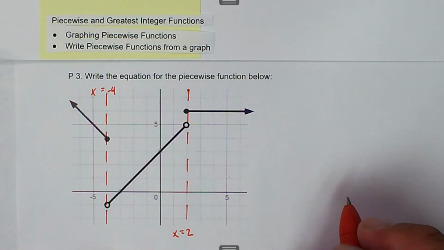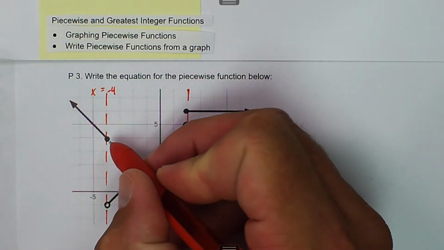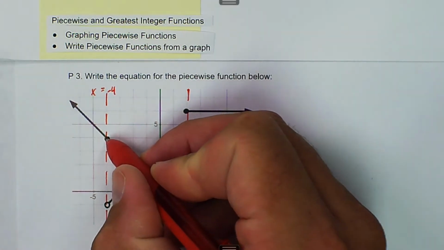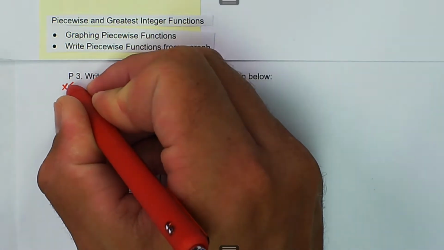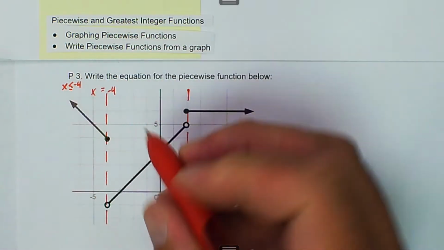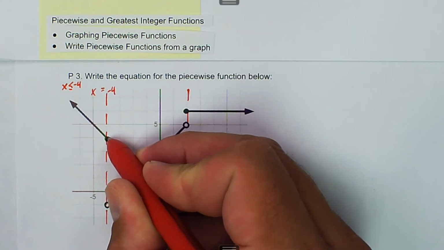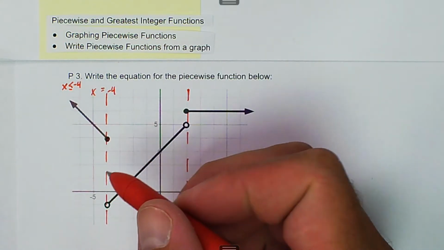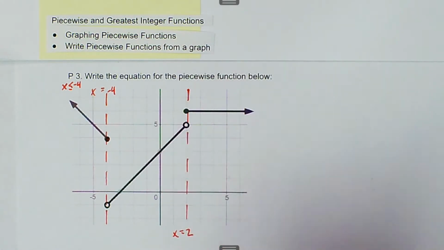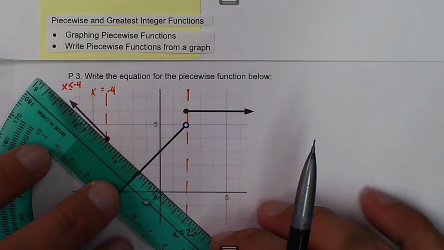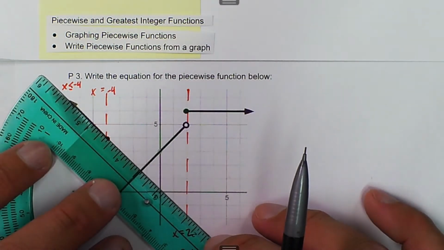So the first one that we can look at, we have a closed dot here on this one. So this one's going to be x is less than or equal to -4. That's the domain because this is a closed dot here. And I have to be able to come up with the equation for this line. So I like to show my work and figure out the line because it's hard to see sometimes if it doesn't cross the y-axis.